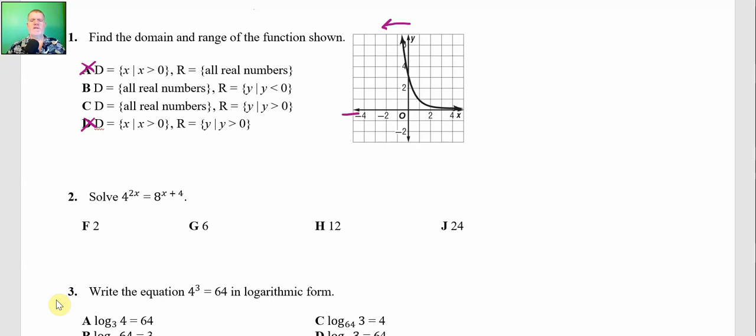And now, notice how that flattens out. This flattens out at 0. So notice how every part above this graph is greater than 0. It's all above the y-axis. I'm sorry, the x-axis. So that means y is all numbers greater than 0. So it is C.